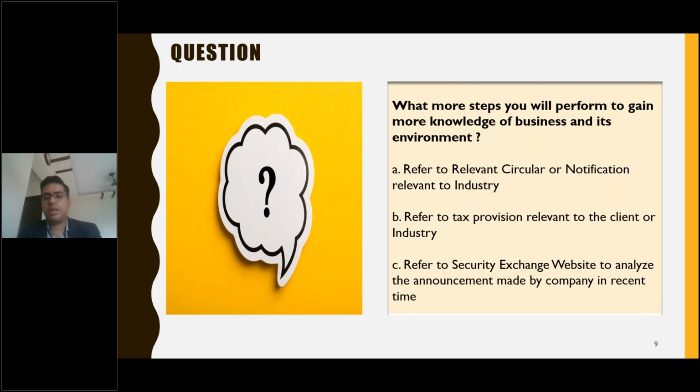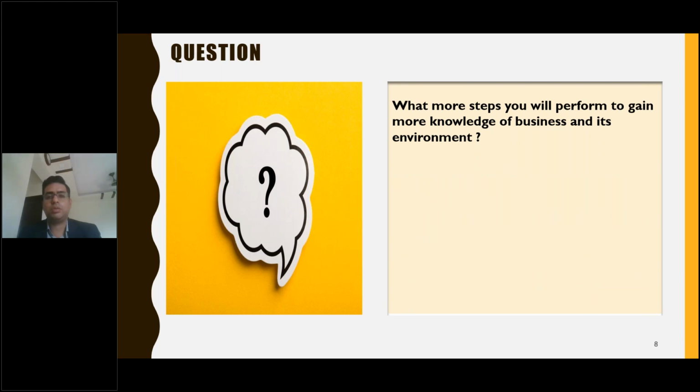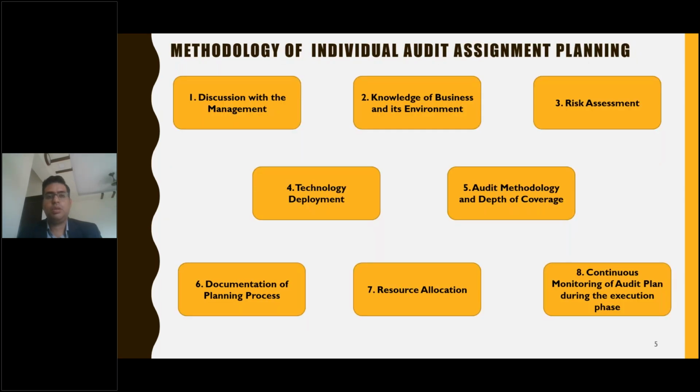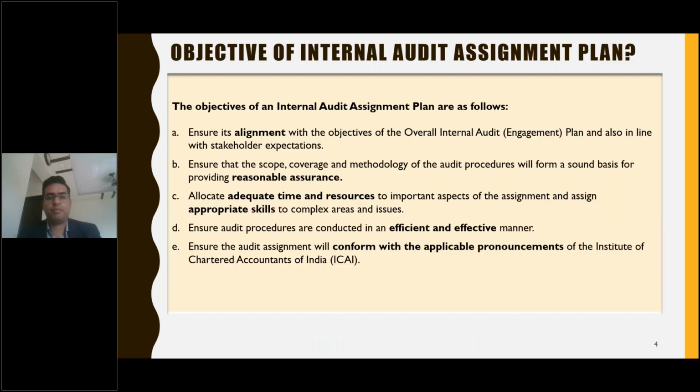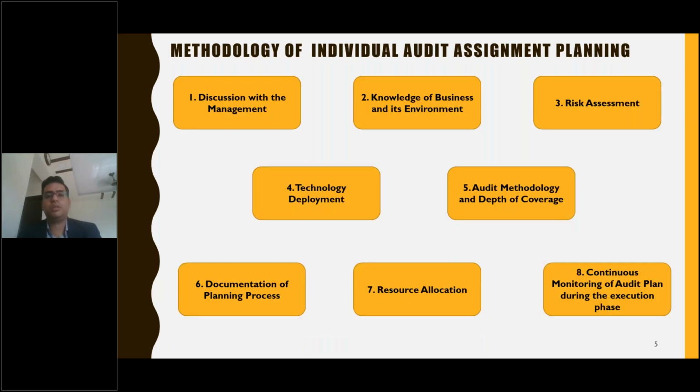So this is the example of knowing the client business. So out of the eight methodologies we will add up for internal audit planning, we have discussed two as of now. One is discussion with the management and gaining the knowledge of the business and its environment. Now the third step is the risk assessment. This is another critical area which we need to cover in our audit planning.